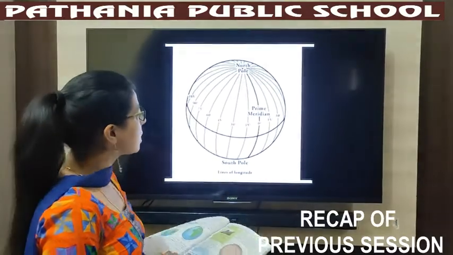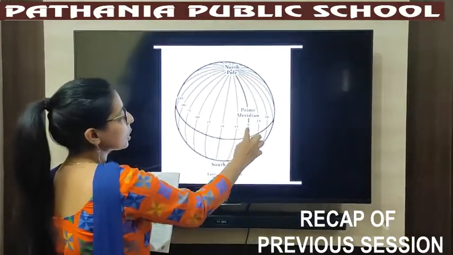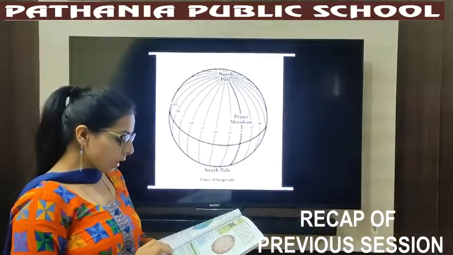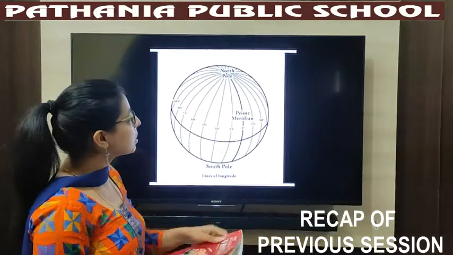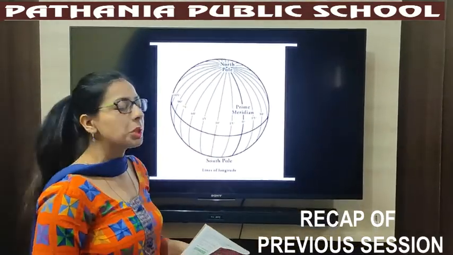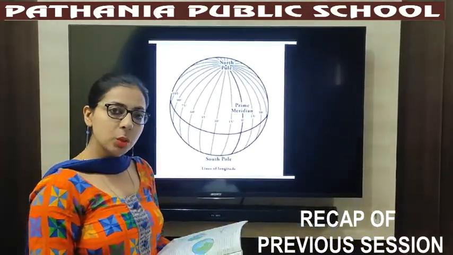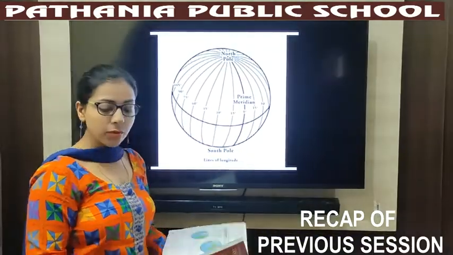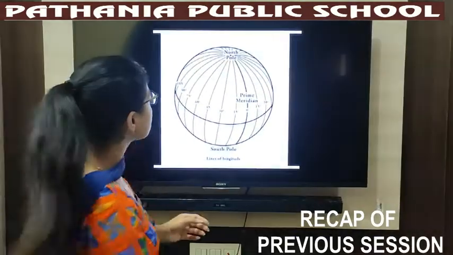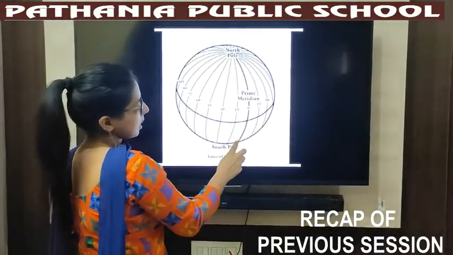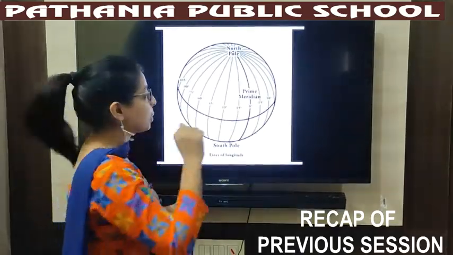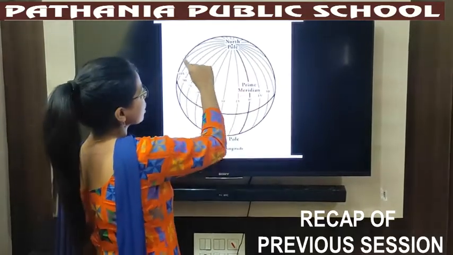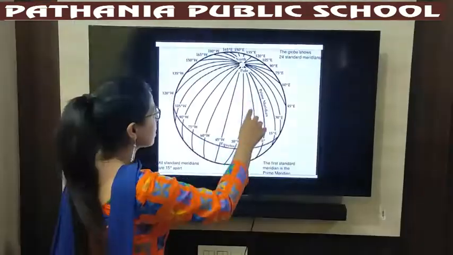Also we have read that there is a 0 degree longitude at the center of the earth, which is also called the prime meridian. What is the role of this longitude? It divides the earth into two equal parts, the eastern hemisphere and the western hemisphere. The last thing we discussed was that this is our 0 degree longitude, and I told you that 180 longitudes are here and 180 longitudes are here. But let's see this diagram.